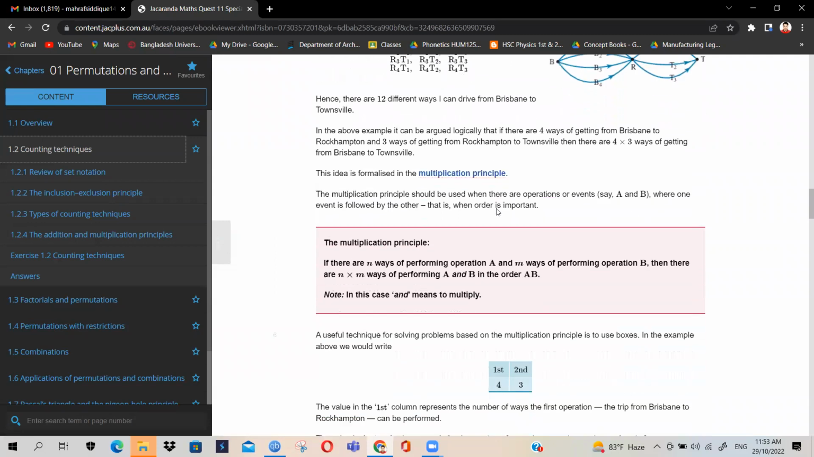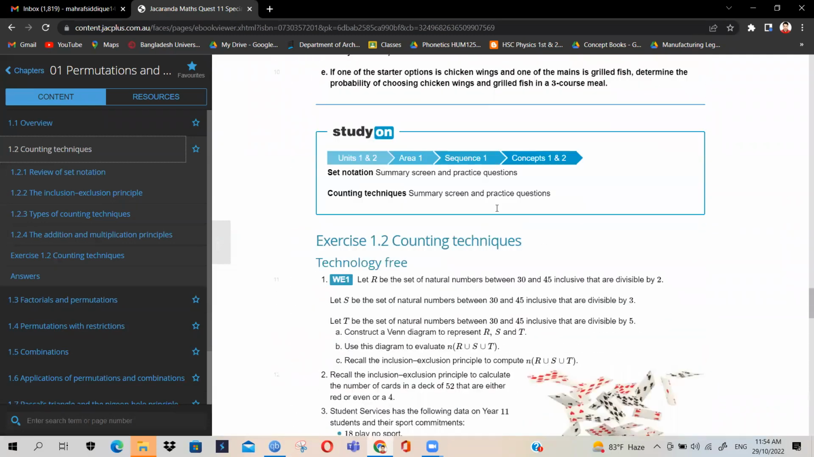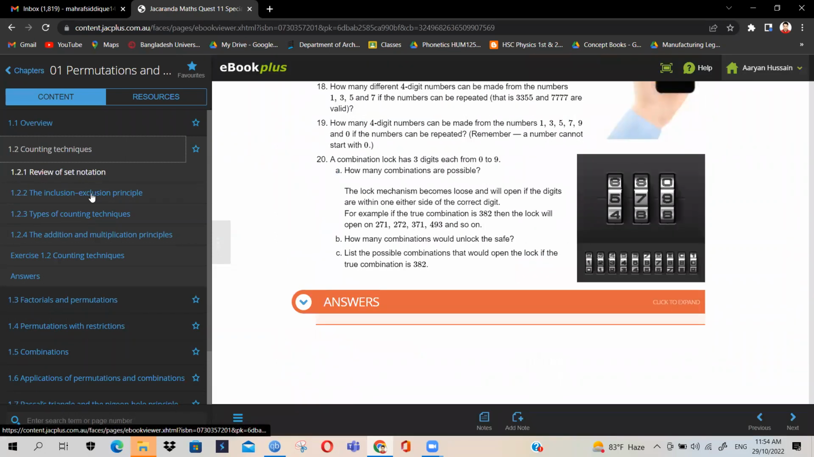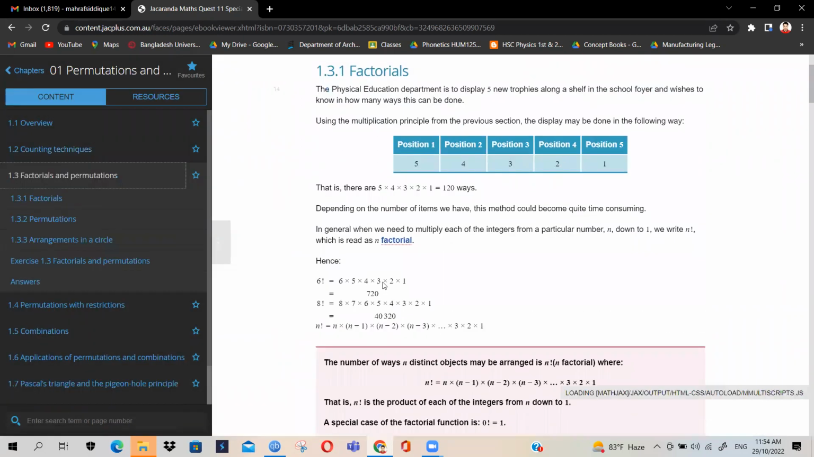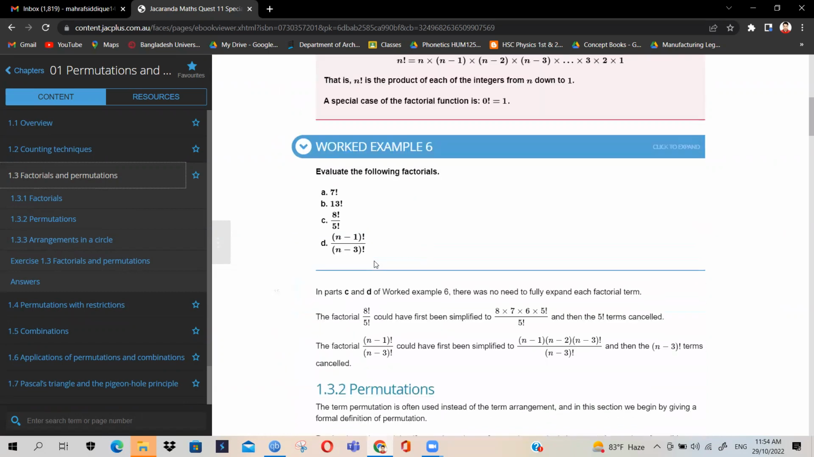Chapter? Yes, that is the chapter. I'm not seeing anything out of the ordinary. Counting techniques ends here, like factorials and permutations and combinations, etc.